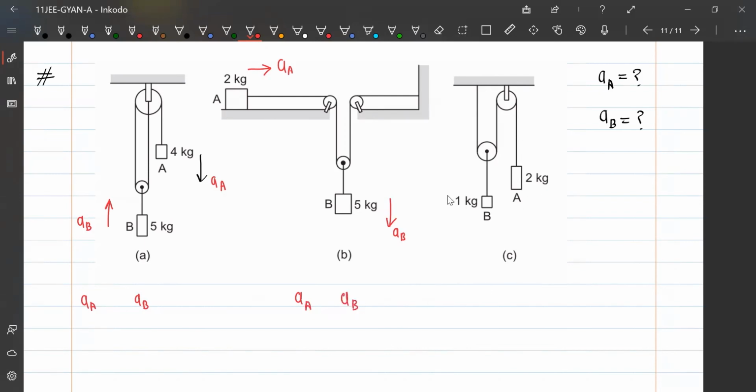Here let us assume that this is going up and this one is going down. Relate the acceleration of A and acceleration of B. This question is from SC Verma only. That is question number 34 from your book. Okay, try this.